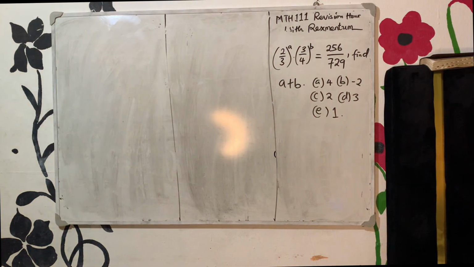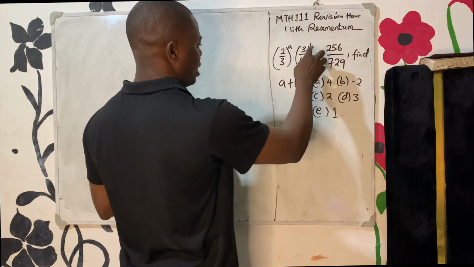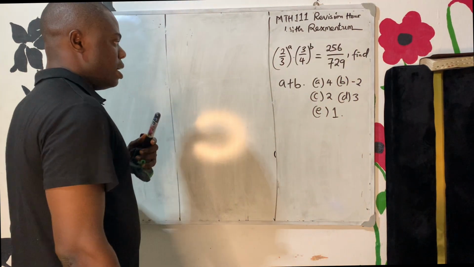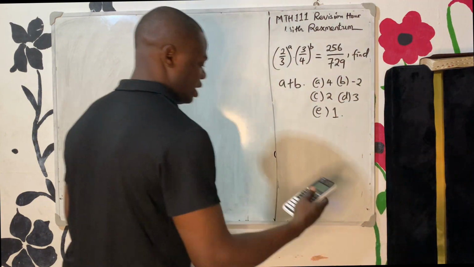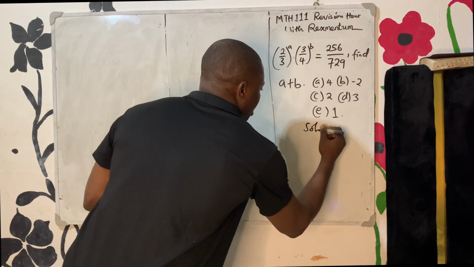Question from indices. We're asked to find a plus b, given that (2/3)^a times (3/4)^b is equal to 256/729. Yes, I'm here with my calculator too. So, solution. Now look at this.